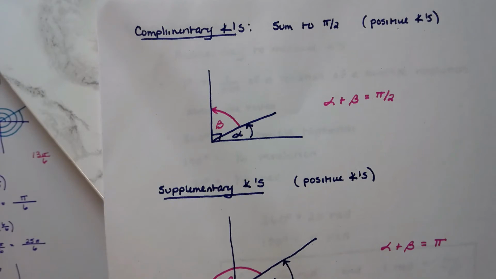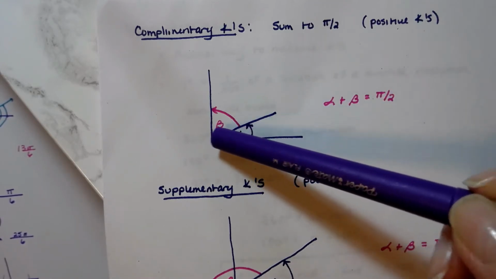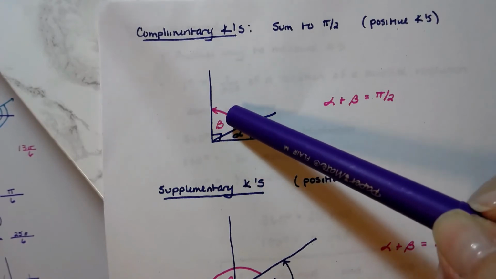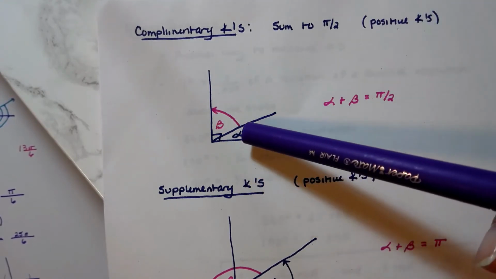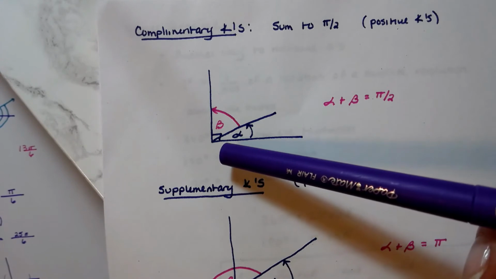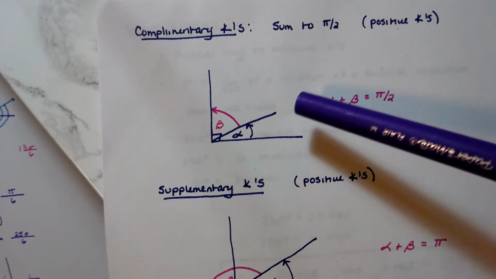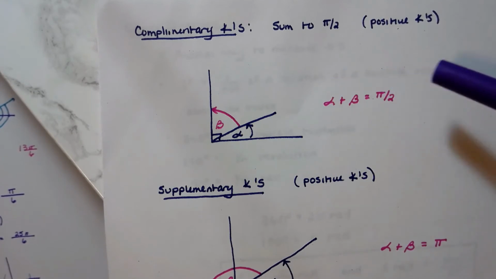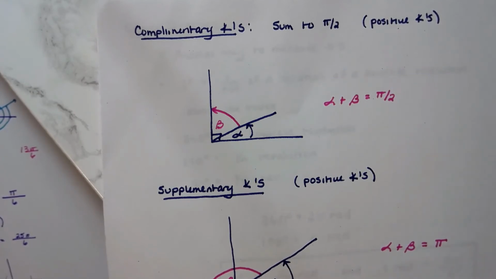Okay, complementary angles. Two angles are complementary if their sum is 90 degrees. Since we're working in radians, we know that 90 degrees is equal to pi over 2. Here in quadrant 1, I have this angle alpha and this angle beta. If I add these two up, they should add up to 90 degrees. So I would say alpha and beta are complementary, or alpha plus beta is equal to pi over 2.